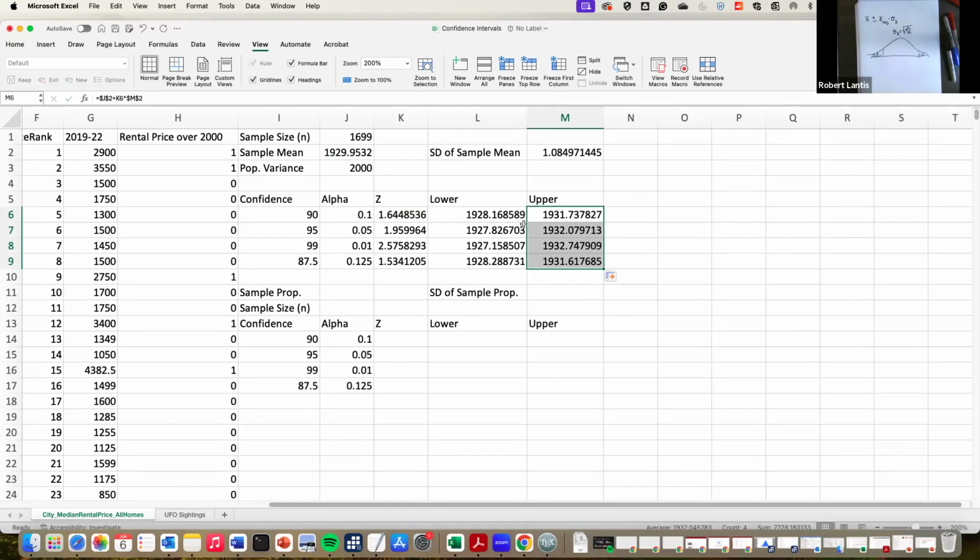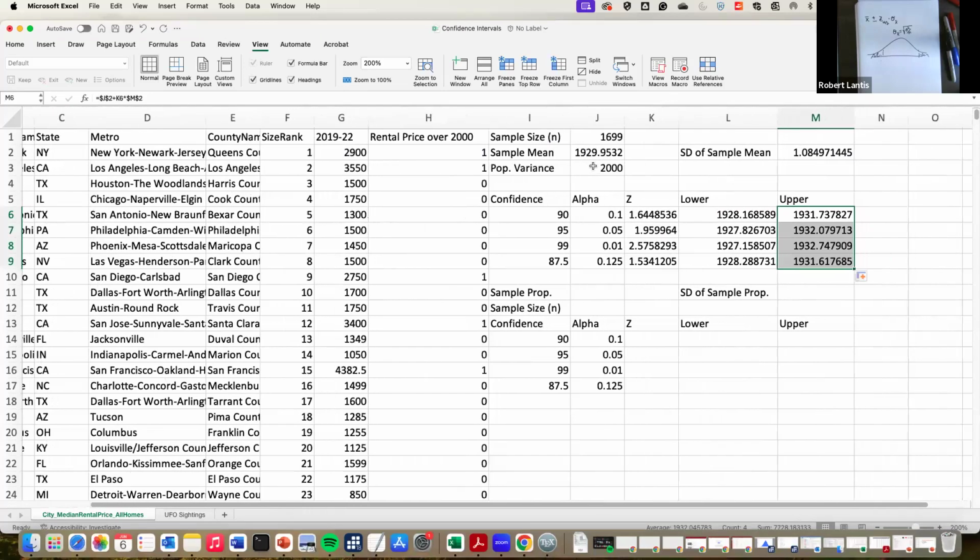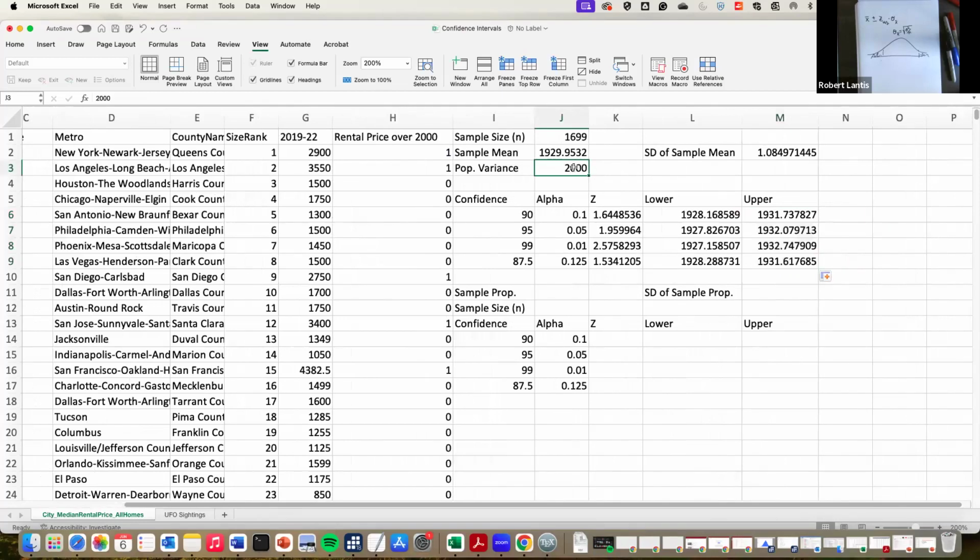Now, these confidence intervals are relatively narrow, probably because of the value I chose for the population variance. I think what I actually wanted this to be was the standard deviation. So just to make this a little more interesting, what, 2000 would be 4 million. That probably makes a little bit more sense for the population variance.